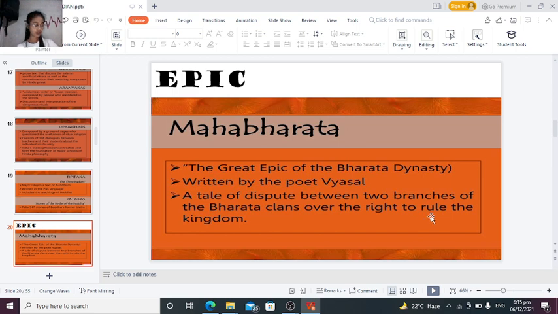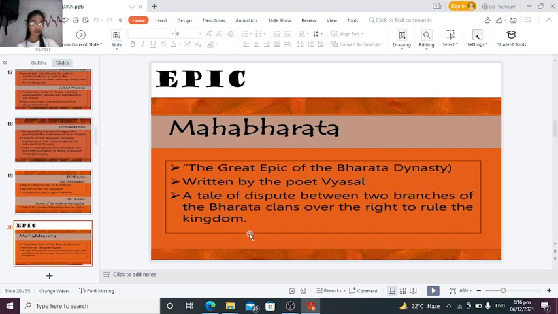Next, we have here the secular works of India or the epic, the Mahabharata. Though it is classified as secular works, the two epics contain a great deal of Indian mythological and religious matter. So this Mahabharata is a great epic of Bharata dynasty, and it is written by the poet Vyasa, and this is a tale of dispute between two branches of the Bharata clans over the right to rule the kingdom.